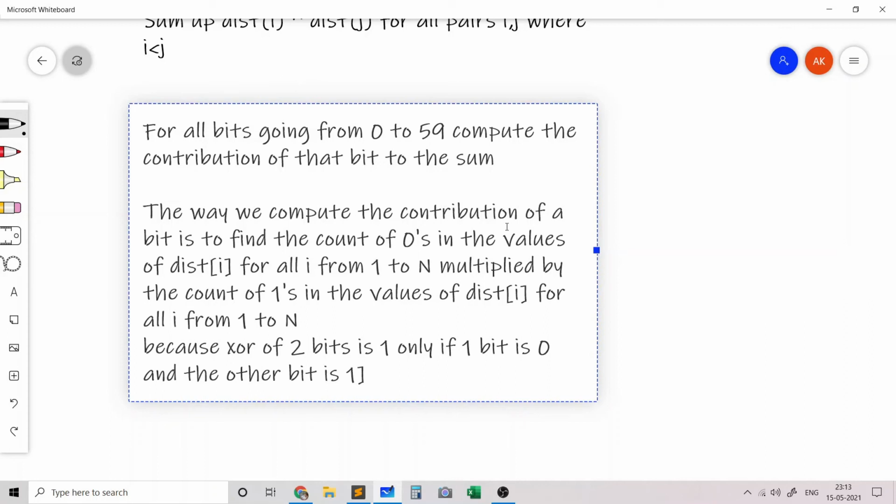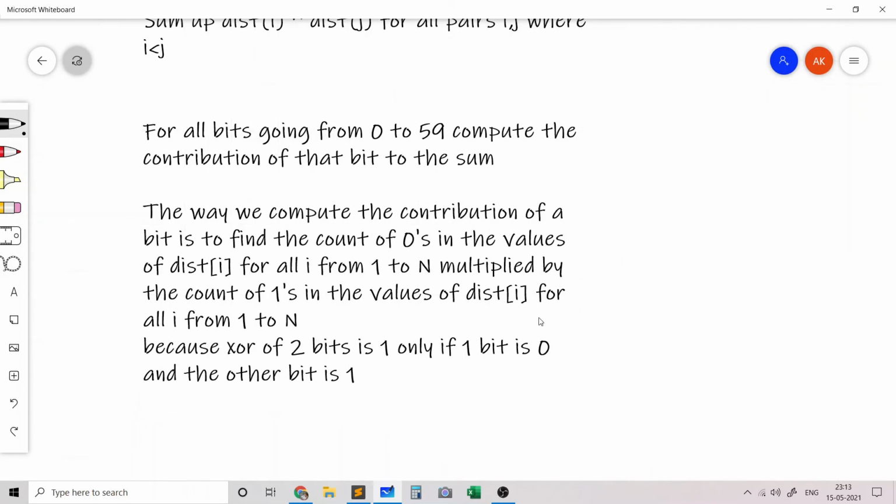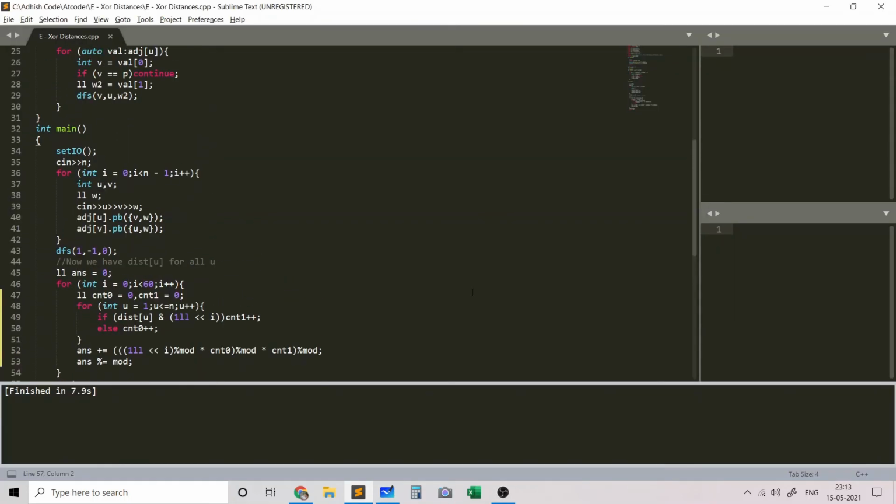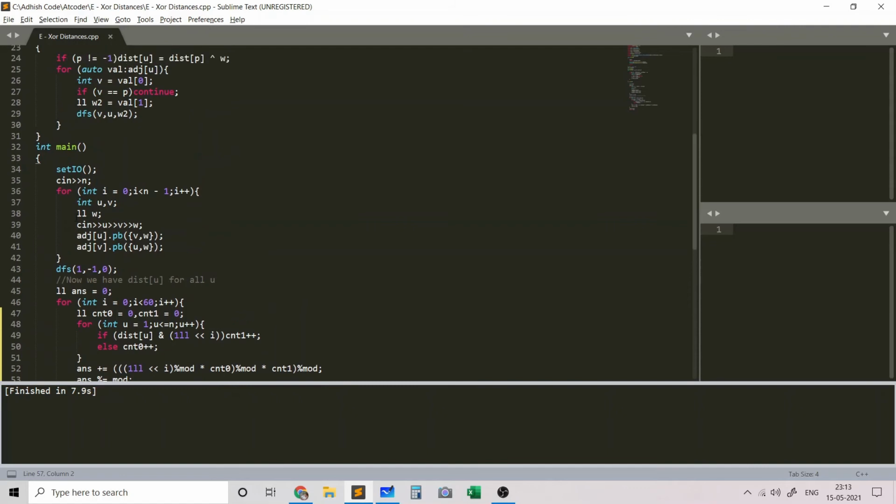Hence, multiplying the number of zeros by the number of ones and multiplying that by the value of the power of 2 will correctly compute the contribution of that power of 2 to the sum. So let's look at the code to understand this approach better. So in the code, first I read in n and I read in the graph.